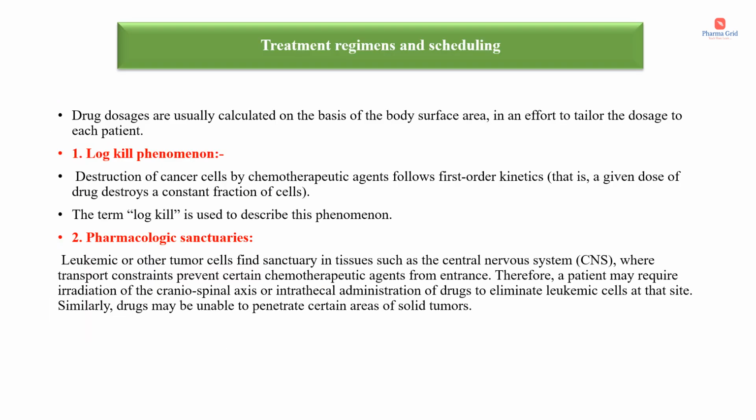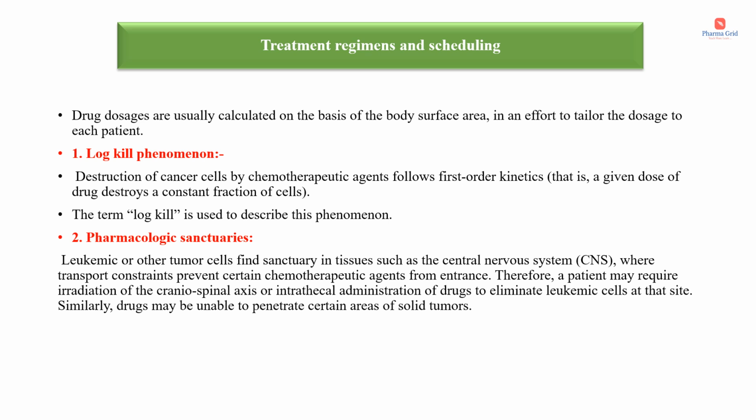Now about treatment regimens and scheduling. Drug dosages are usually calculated on the basis of body surface area in an effort to tailor the dosage to each patient. The first point is the log kill phenomenon. Destruction of cancer cells by chemotherapeutic agents follows first order kinetics, that is, a given dose of the drug destroys a constant fraction of cells. The term log kill is used to describe this phenomenon.